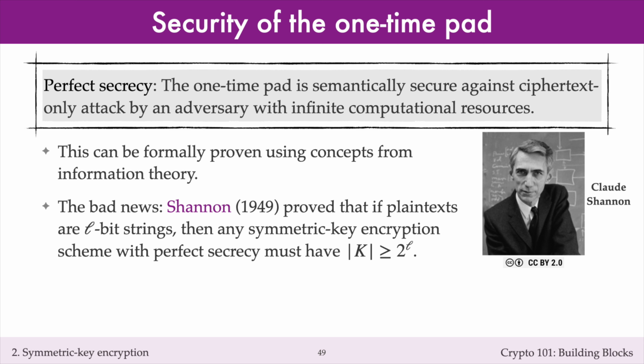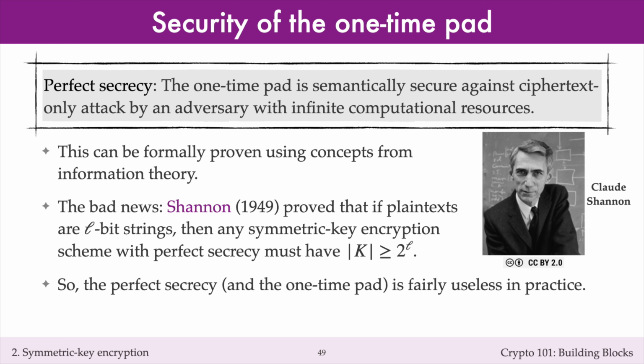The bad news with perfect secrecy is that Shannon proved in 1949 that if plaintexts are L-bit strings, then any symmetric key encryption scheme that has perfect secrecy must have a key space of size at least 2 to the L. And so individual secret keys must on average be of length at least L bits. This means that secret keys must be at least as long as the plaintext. Hence, symmetric key encryption schemes that possess perfect secrecy are impractical.